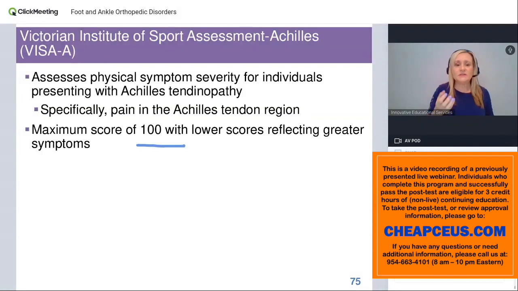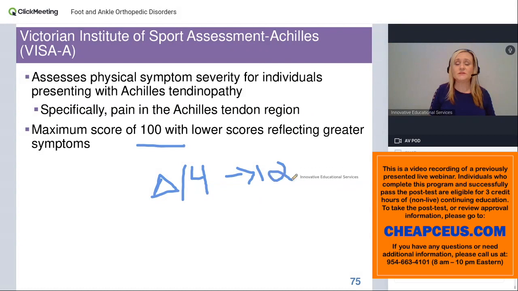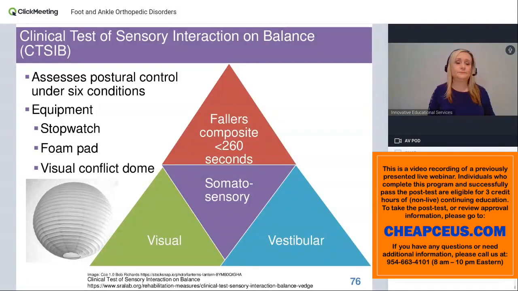The JOSPT had done a study utilizing this tool, and they looked at individuals who received injections for their Achilles tendinopathy versus those who just performed an exercise program. And they did find that a score change of 14 points, hopefully improvement in that value over a 12-week period, did show that the interventions were moving in a positive direction. So a change of 14 over a period of 12 weeks was showing that you were moving in a positive direction with your rehab.